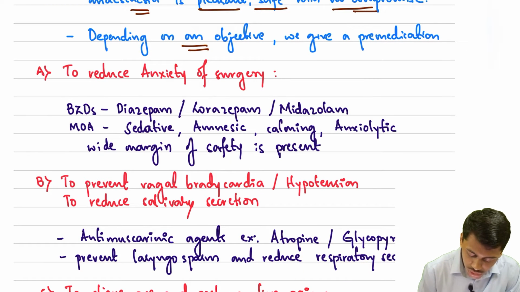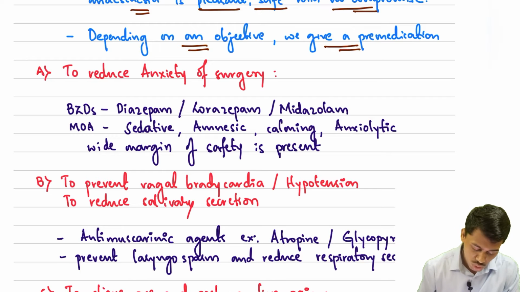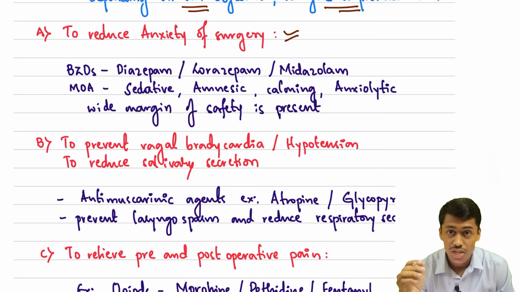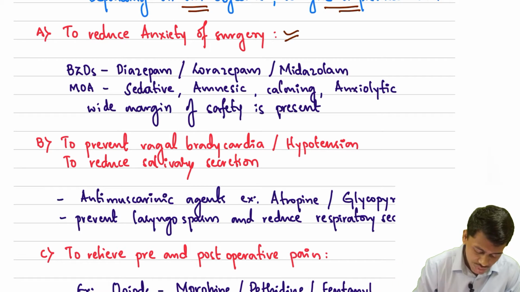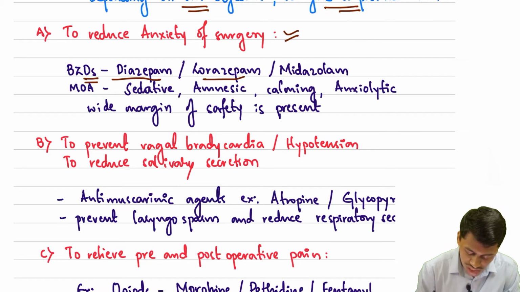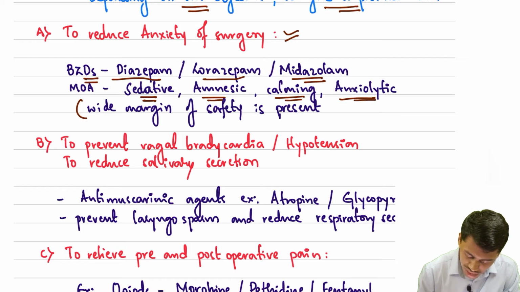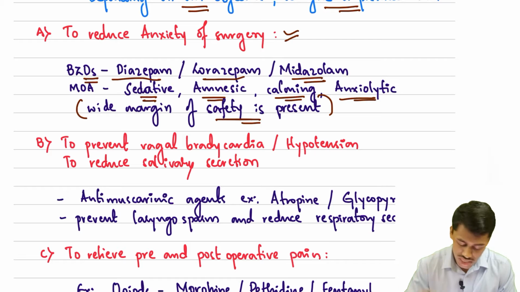So depending on an objective we give a pre-medication. There is a set of objectives, and to meet each objective we will give a medication. Firstly, the objective is to reduce anxiety of surgery. The patient feels anxiety about the surgery, right? What may happen in the surgery. So to reduce the anxiety, you will give benzodiazepines such as diazepam, lorazepam and midazolam. They cause a sedative, amnesic as well as a calming effect in the patient. They are also anxiolytic. Since there is a wide margin of safety with benzodiazepines, they are helpful in reducing anxiety of the surgery.